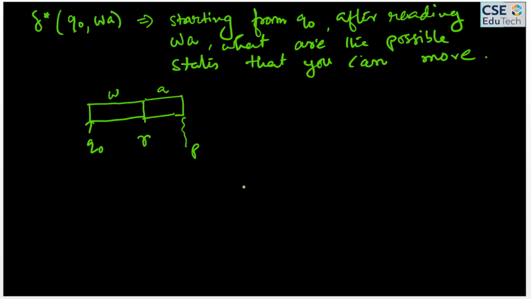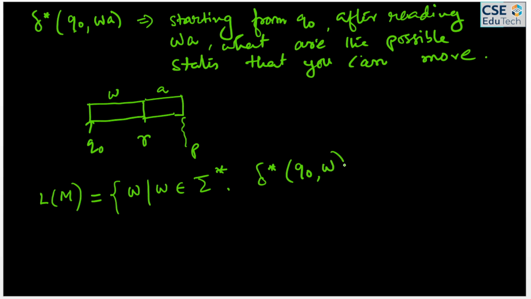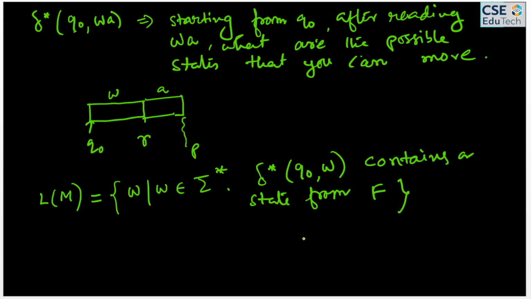Now, the language accepted by this NFA with epsilon moves can be defined as follows. Suppose language L of the machine M, the language accepted by this machine M, is basically equivalent to the set of strings W such that W belongs to sigma star and delta star from Q naught, the initial state, after processing W, contains a state from F. So this string is accepted by this machine.